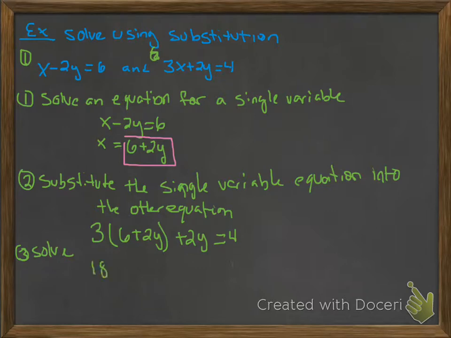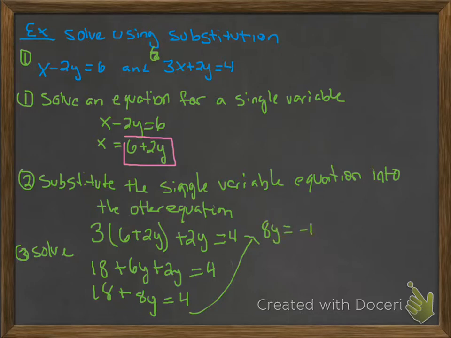So I'm going to distribute, and I end up with 18 plus 6y plus 2y is equal to 4. 18 plus 8y is equal to 4. Subtract 18 from both sides, and I end up with negative 14. 8y is equal to negative 14. y is equal to negative 14 over 8, which is y is equal to negative 7/4.